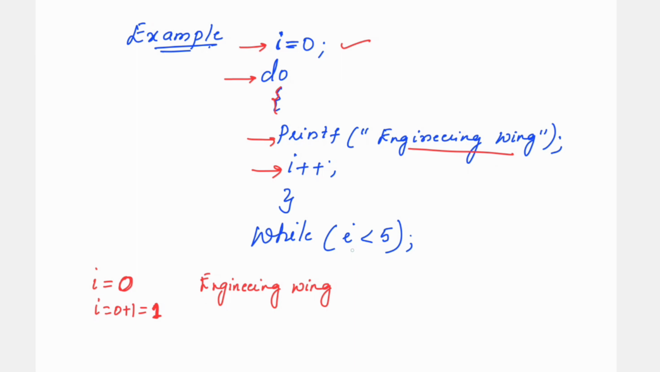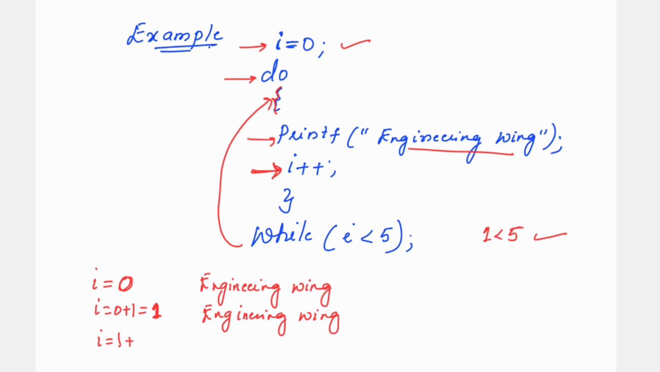Now for the first time the condition is getting tested here. I value is 1. 1 less than 5. Condition is true. If the condition is true, it will enter the body of the loop. In the body of the loop you have the statement engineering wing. So you will print this. Then you have the next statement incrementing. So current value of I was 1. 1 plus 1 becomes 2. Now it will test 2 less than 5. Yes, it is true. If it is true, then it will enter into the body of the loop and it will print the statement or statements that are present there.